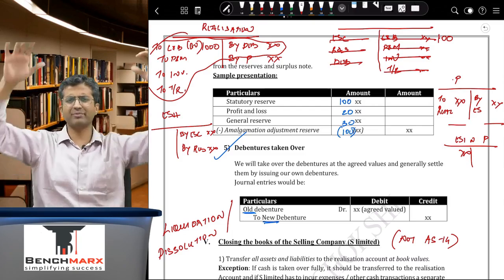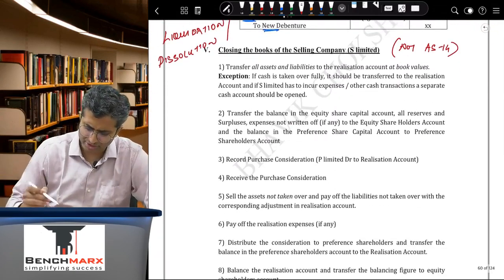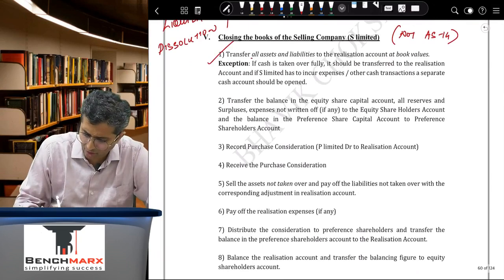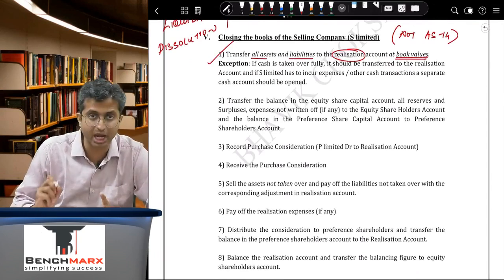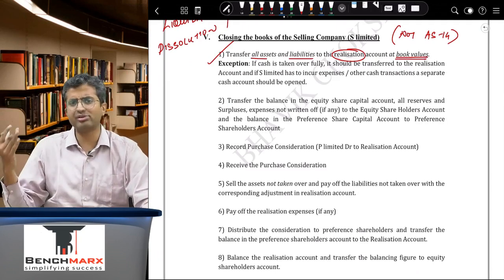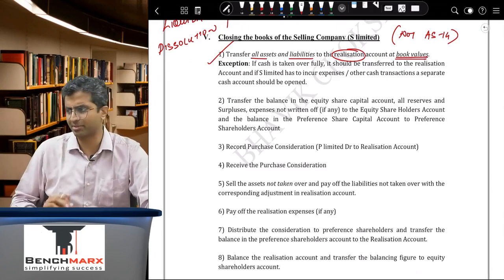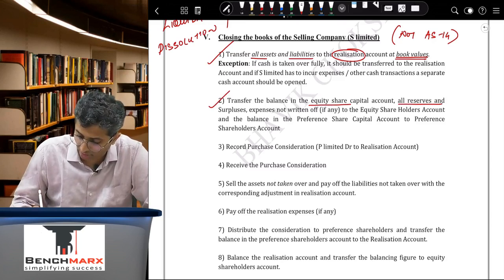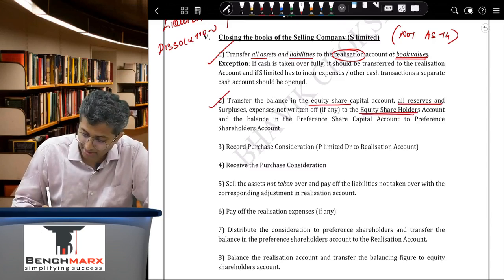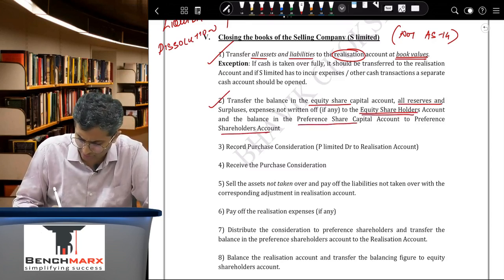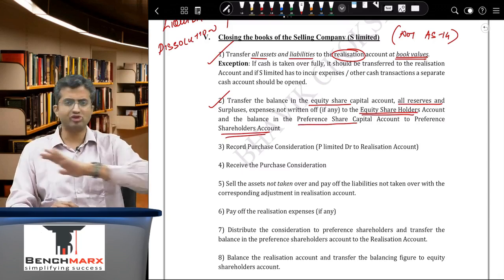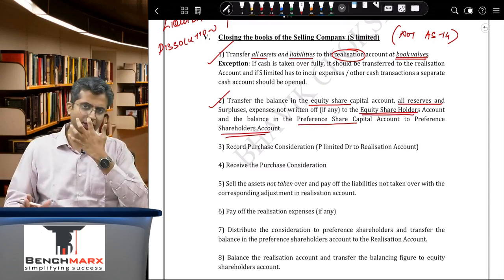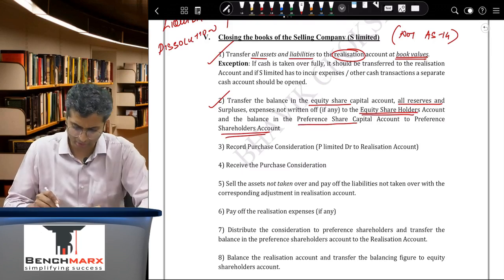ये पूरा explanation है. If you go take it through steps. In the first step, you will transfer all assets, all liabilities to the realization account. Add book values. Exception is for cash. If certain expenses are to be paid, you will prepare a separate cash account. Second, you will transfer the balance in the equity share capital and the reserves, or the expenses not written off, in the equity shareholders account, and the balance in the preference share capital to the preference shareholders account. After the first 2 steps, your balance sheet is kind of redundant. Everything is in these 2 or 3 accounts only.